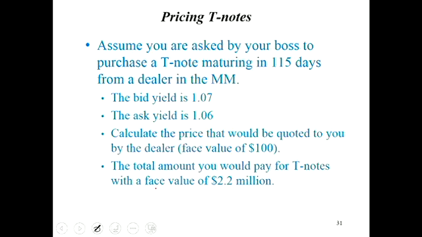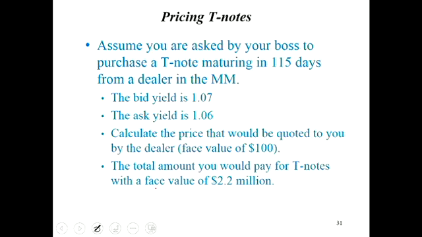Okay. So to get the price for the 2.2 million, if we turn this into a decimal percent, for the $2.2 million, we'll just multiply it by 0.996671, and that comes out at $2,192,677.06. That's what you would pay to buy $2.2 million worth of face value.